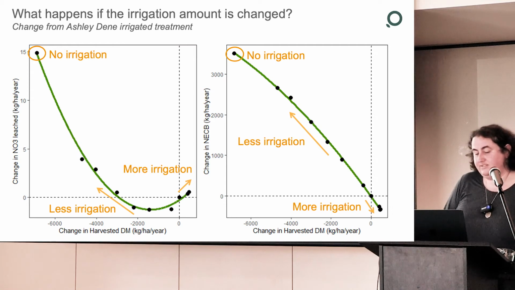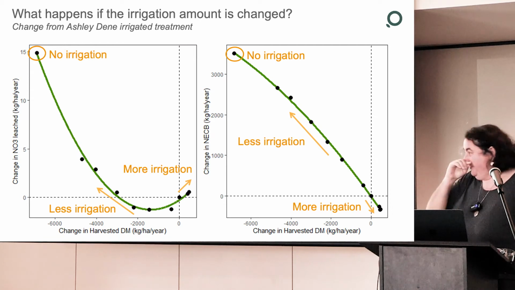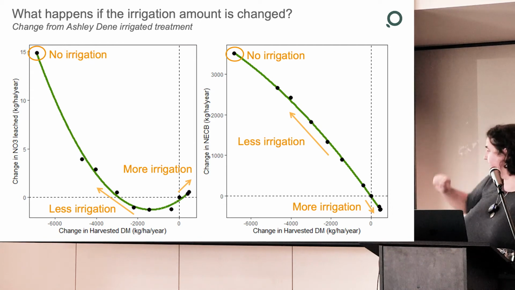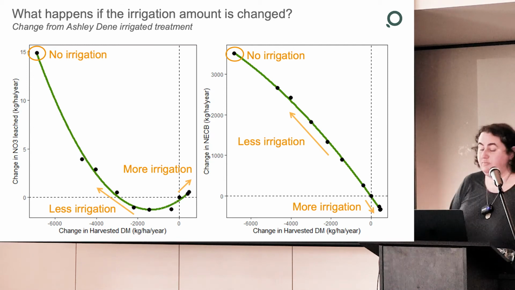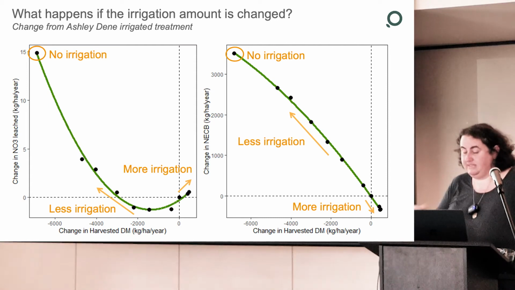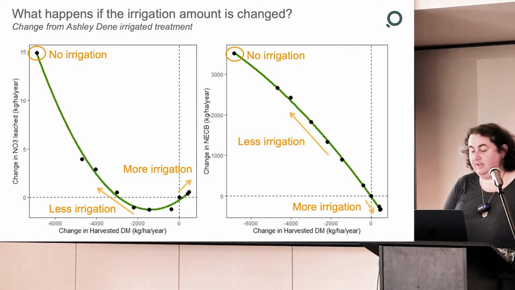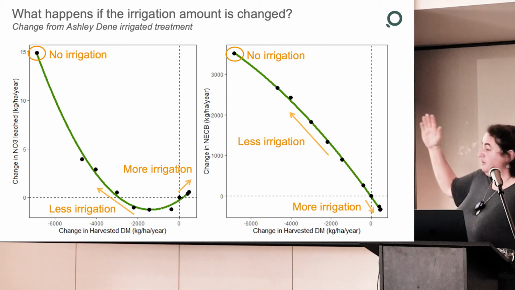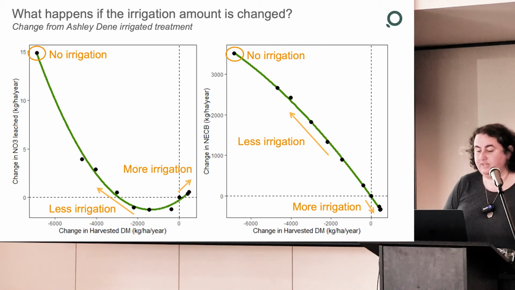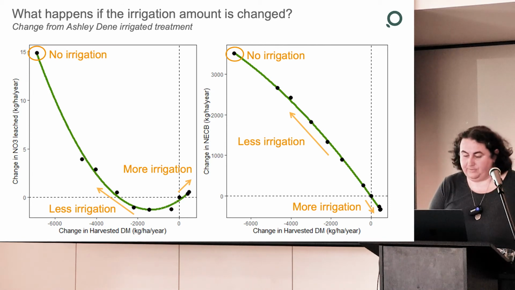In terms of net ecosystem carbon balance, again on that x-axis, it's the same as before. With less irrigation, you're seeing lower production, as you might imagine. It's a system heavily reliant on water. But you also see that reducing irrigation increases your net ecosystem carbon balance and moves it up to the top left-hand of that figure.